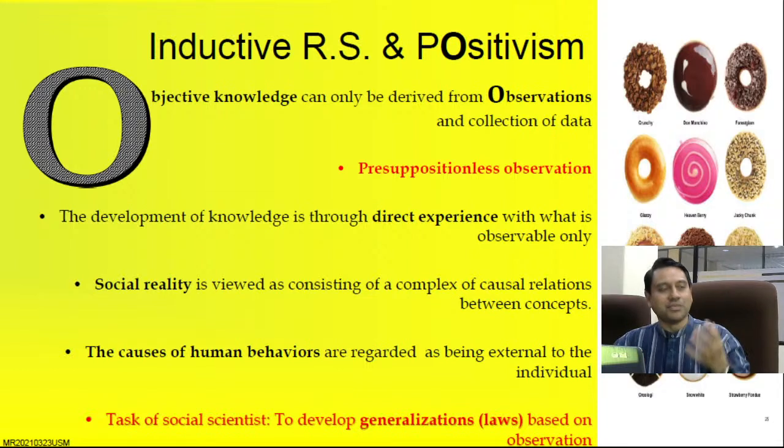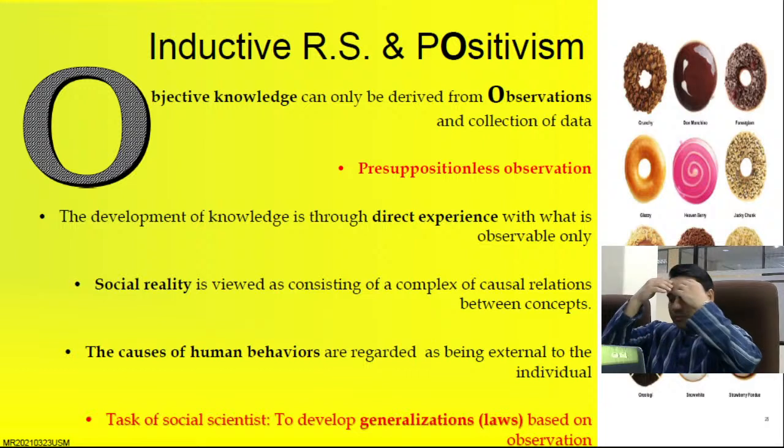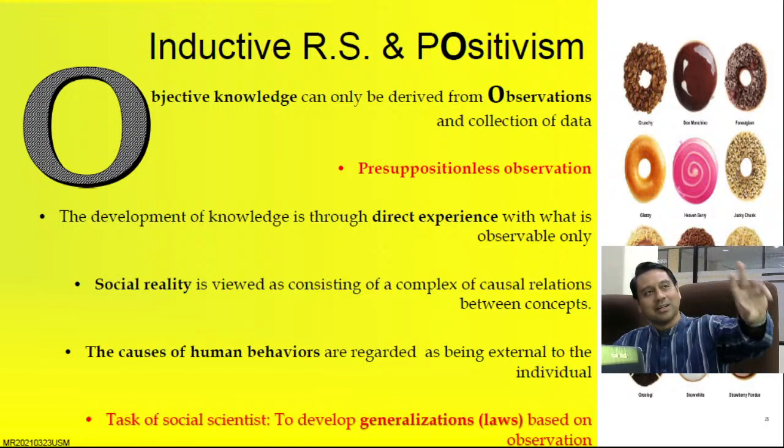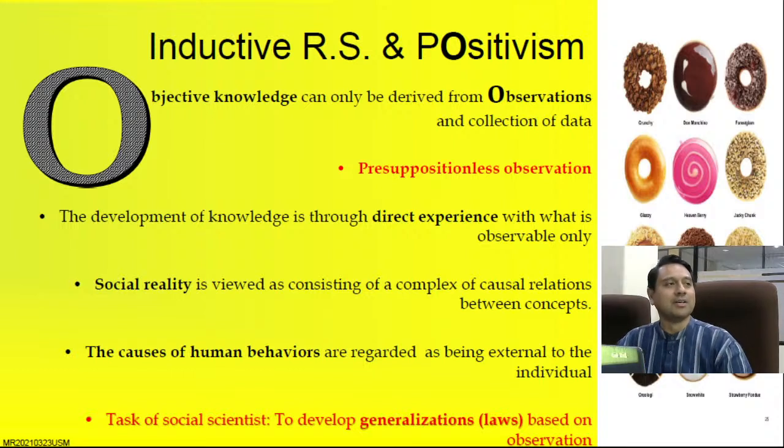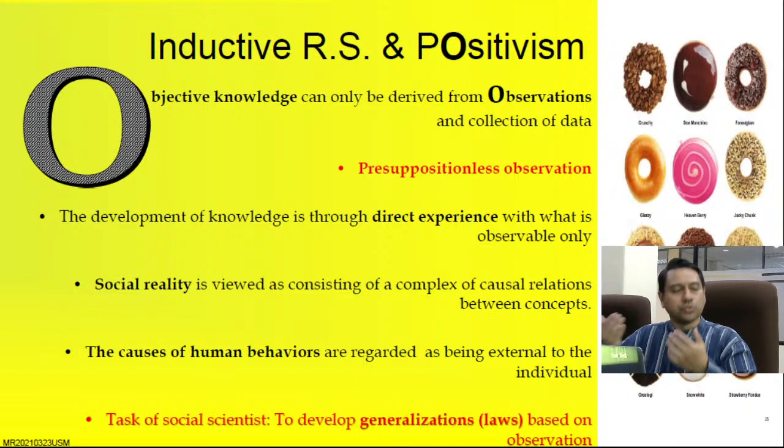The causes of human behaviors are regarded as being external to the individual. See, all this is observation, all this is external. We do not have to go into the mind to know that the people are probably thinking about this. No, there's no probable thinking. We were talking about observation, right? So it is external human behaviors. Ultimately, the last point there, the task of social scientists is to develop generalizations based on observations, right? To develop some conclusions based on observation. So you want to have enough repeated observation to know certain reality can be generalized, right? And hopefully that generalization can be generalized to more than one place, right?